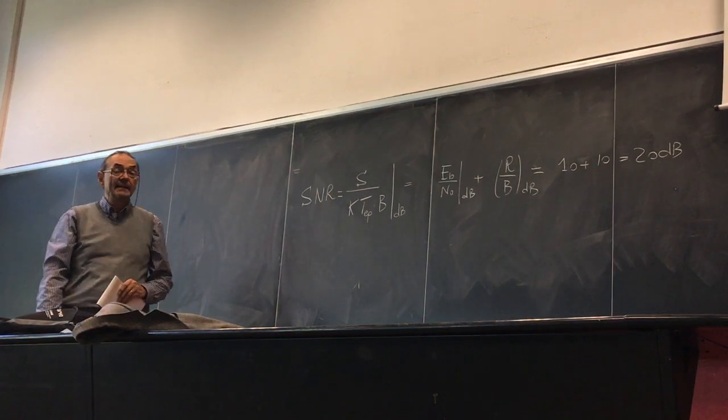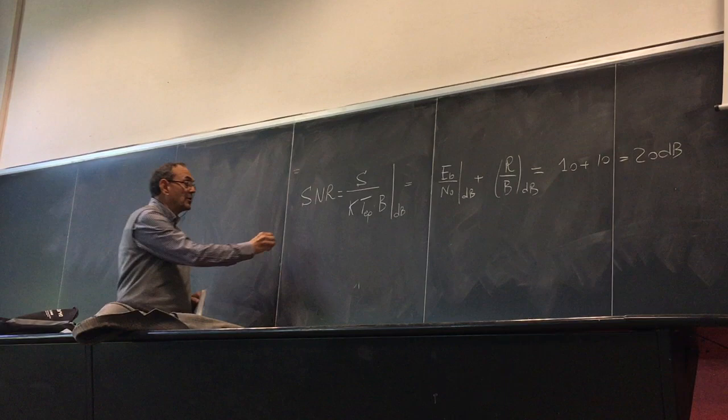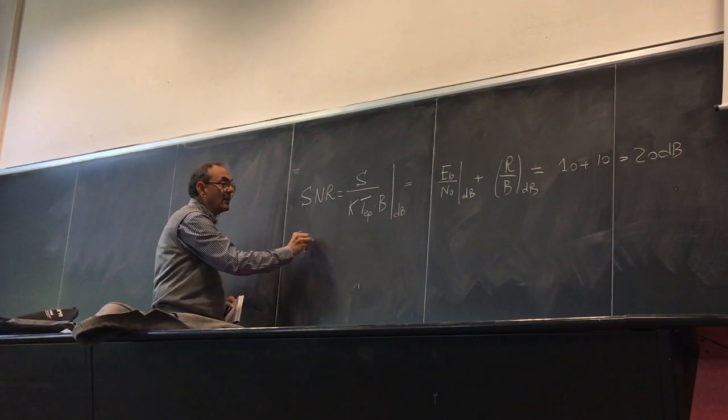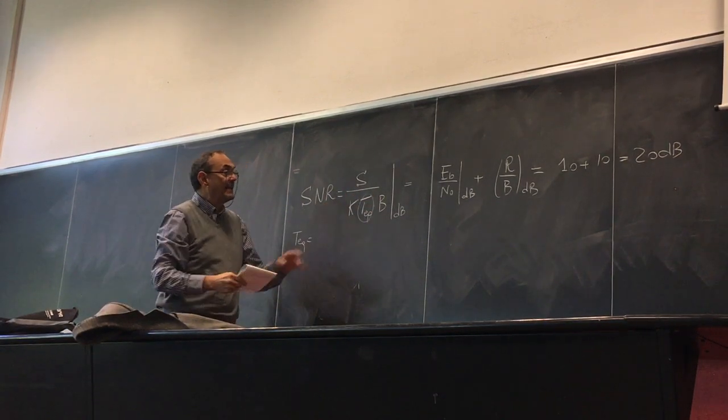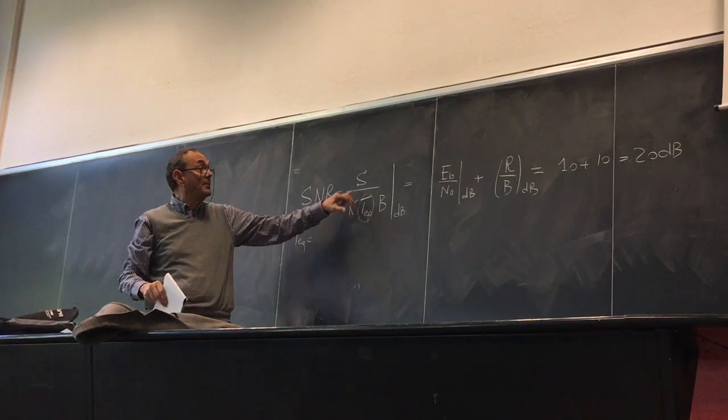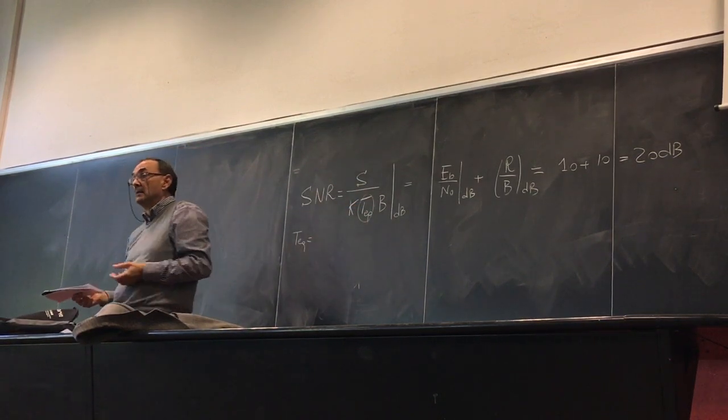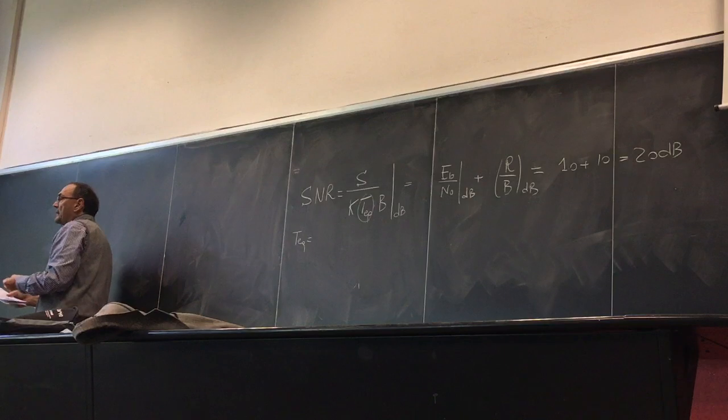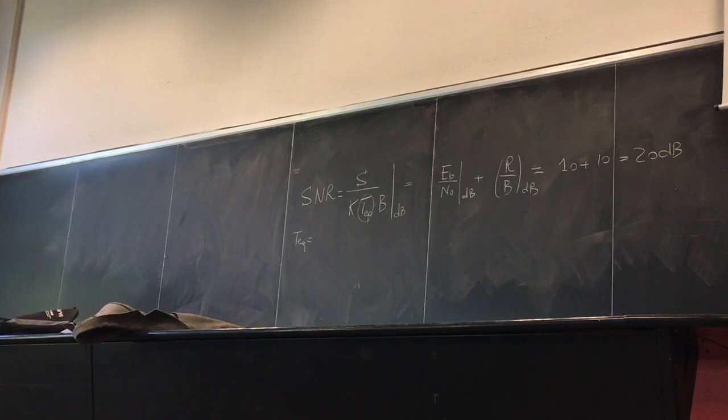Now we have to write the expression for the equivalent temperature of our system. Note that here the only unknown is just the equivalent temperature, because all the other parameters are known. So what we need is to express the equivalent temperature as a function of the parameters of our blocks.